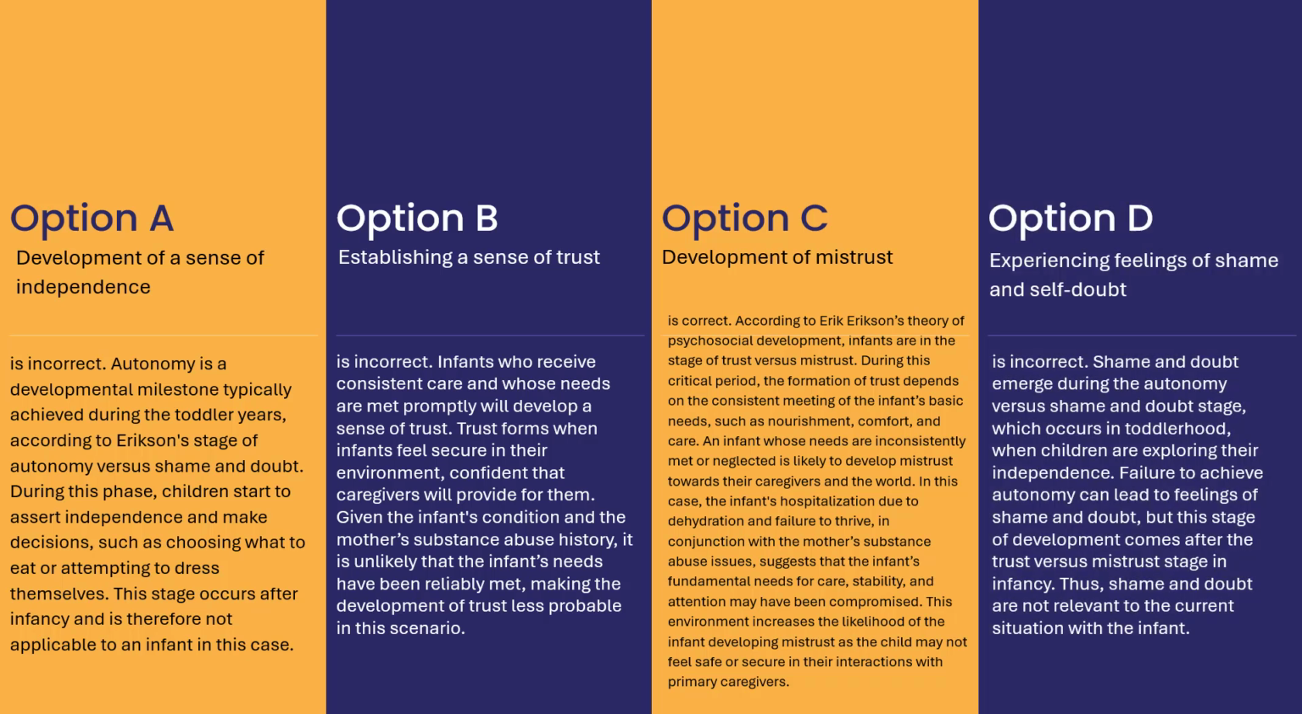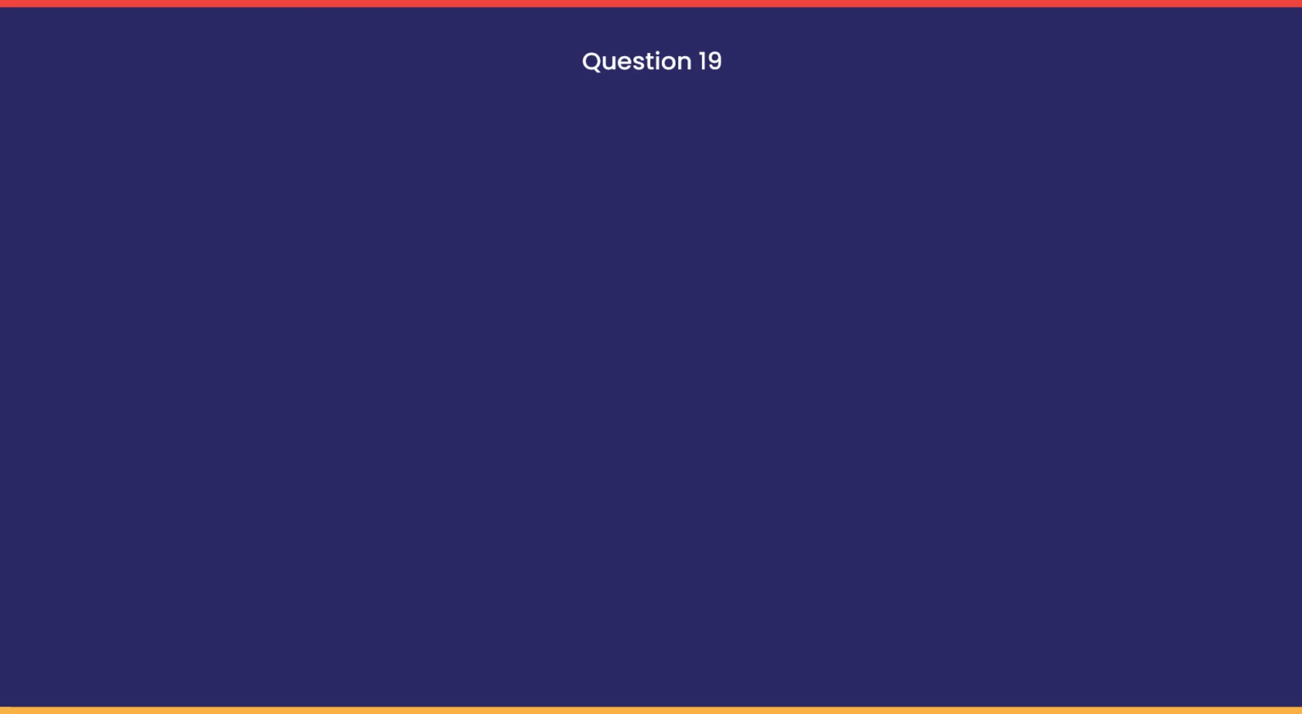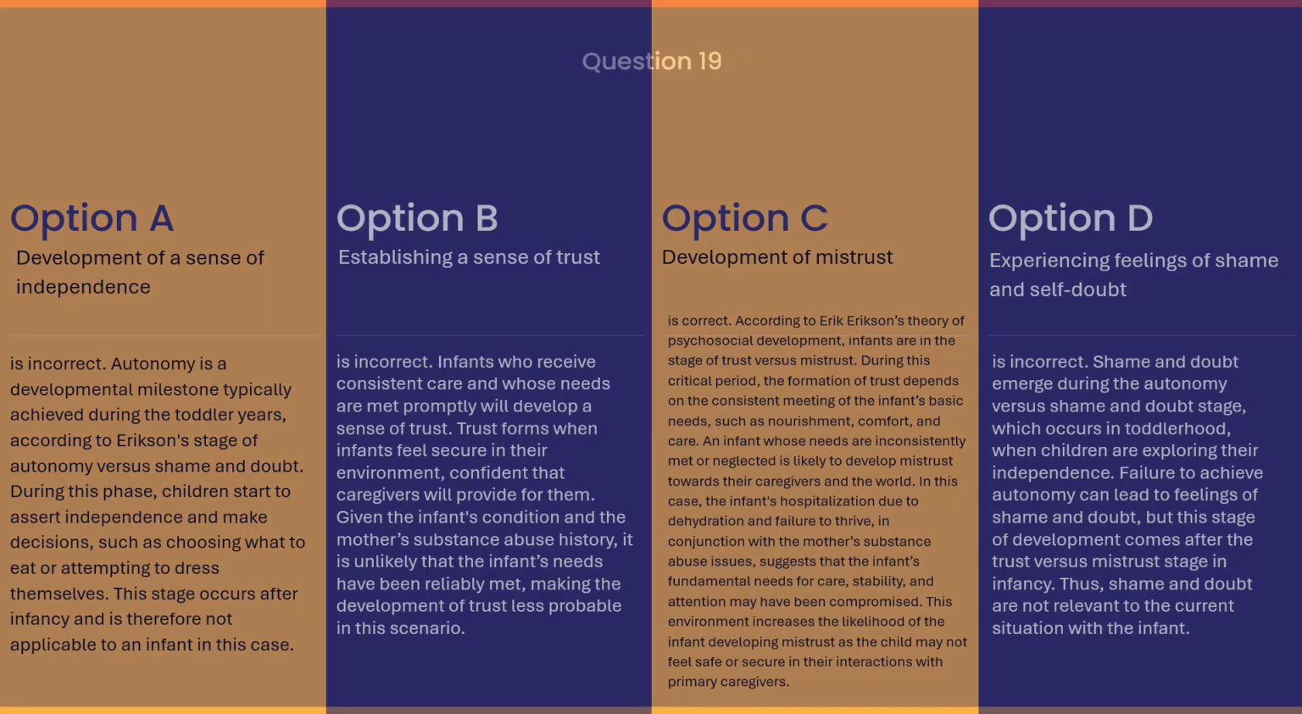D is incorrect. Shame and doubt emerge during the autonomy versus shame and doubt stage, which occurs in toddlerhood, when children are exploring their independence. Failure to achieve autonomy can lead to feelings of shame and doubt, but this stage of development comes after the trust versus mistrust stage in infancy. Thus, shame and doubt are not relevant to the current situation with the infant. Let's proceed with the next question.